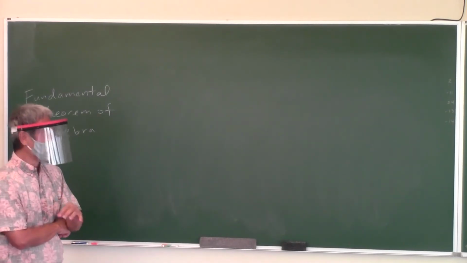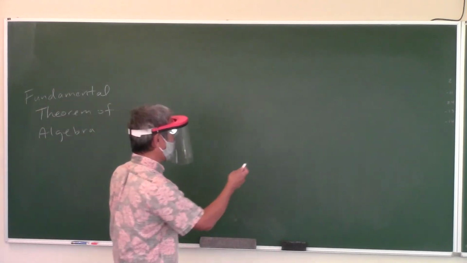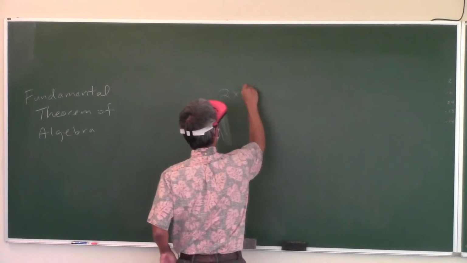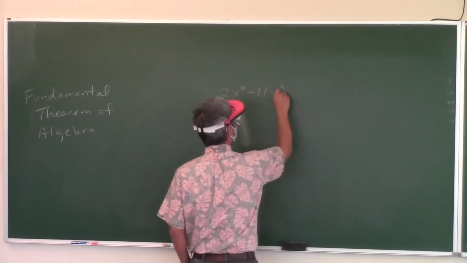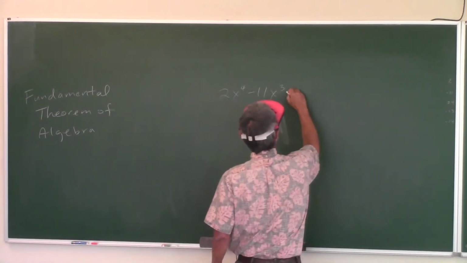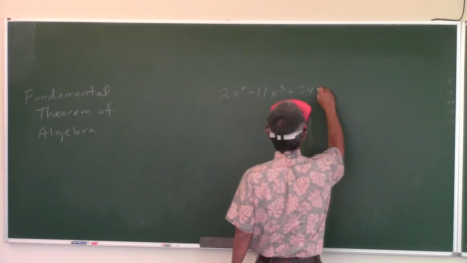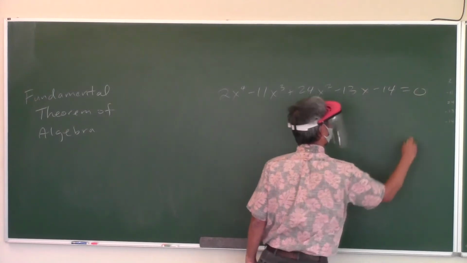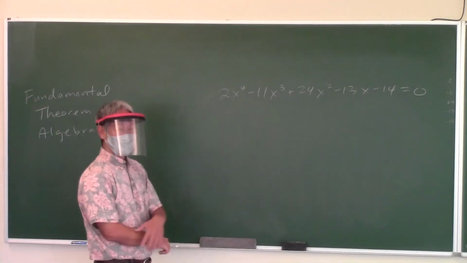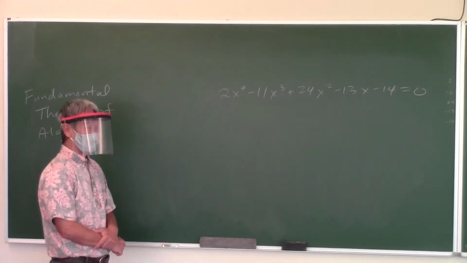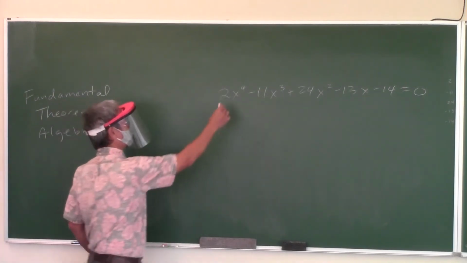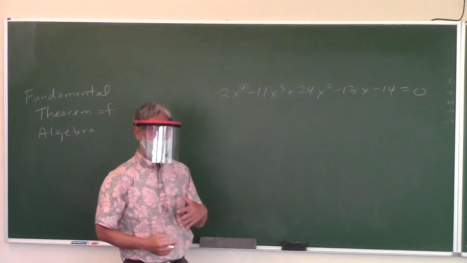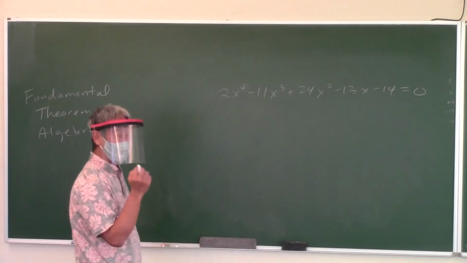Does that sound familiar? For example, the equation that we're going to do today, see, I prepared it over here. 2x to the 4th minus 11x cubed plus 24x squared minus 13x minus 14 equals 0. How many roots will this equation have? 4, because degree 4 is the highest power. The fundamental theorem of algebra says that you will have exactly 4 roots.